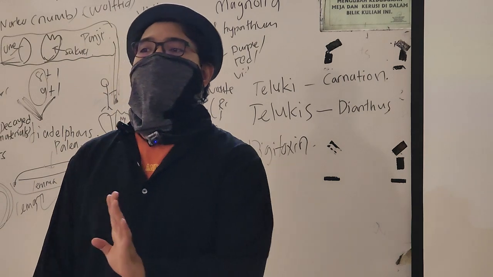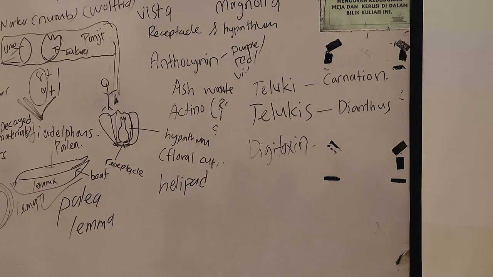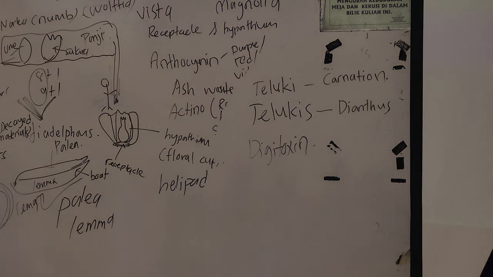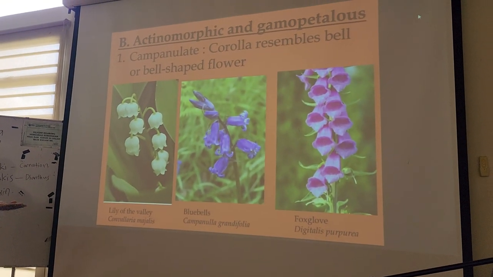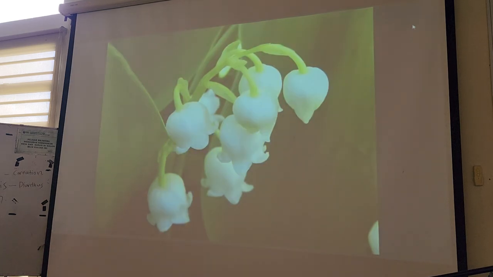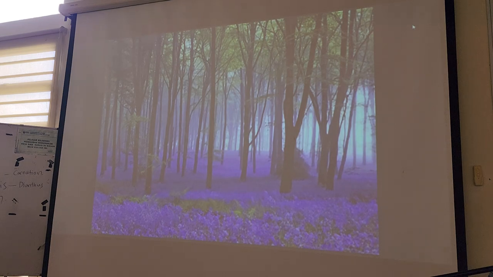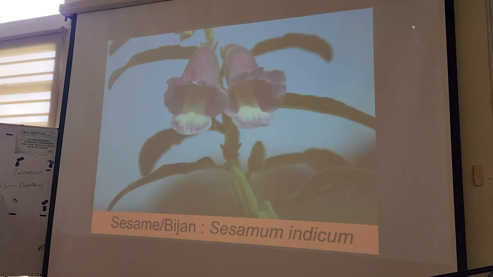Anybody? Heart attack? Wait 3 decades, then you'll have to use things from this plant. These days, people don't go to extract the digoxin from the plants. Can be synthetic, chemically manufactured, right? Okay, next. Lily of the valley. Bluebells. Foxglove. And bunga bijan. Okay? Sesamum indicum. Right? Sesame lah, sesame, the one that's sprinkled, bukan Sesame Street.